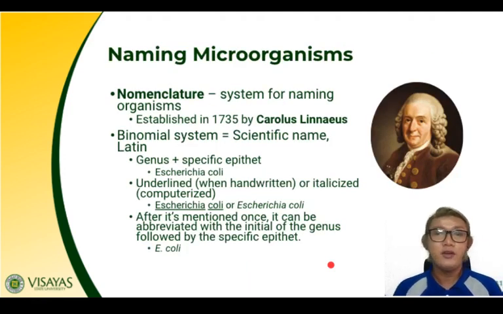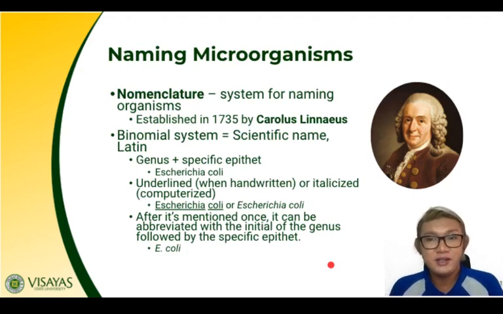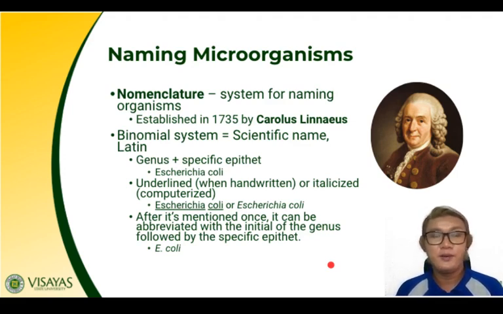Okay. Now, if we know that there are different types of microorganisms, how do we name them? Because there are so many of them. How do we classify them? The first step in classification is also naming the organisms. So the system for naming organisms is called nomenclature. It is one aspect of systematics, and it was established by Carolus Linnaeus in 1735. This system is called the binomial system. Binomial, bi meaning two, nomial referring to names, so it's a two-name system.